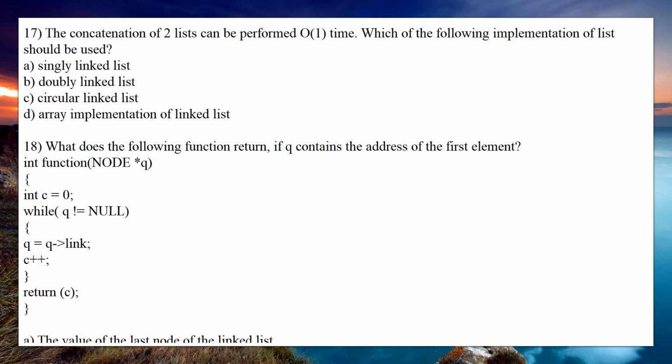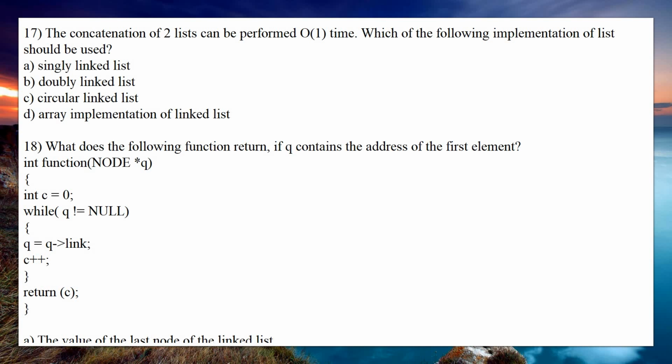So the next question is, which of the following implementations of the list should be used? In order to perform the concatenation of two lists, which of these implementations is used? Whether you are going to use the singly linked list, the doubly linked list, or the circular linked list, and the last one is the array implementation of the linked list. Here they have told that the concatenation of the two lists can be performed in big O of one time, and asked which list is used.